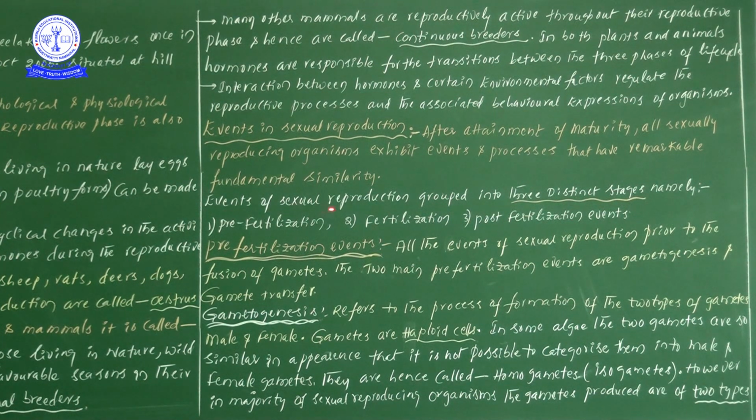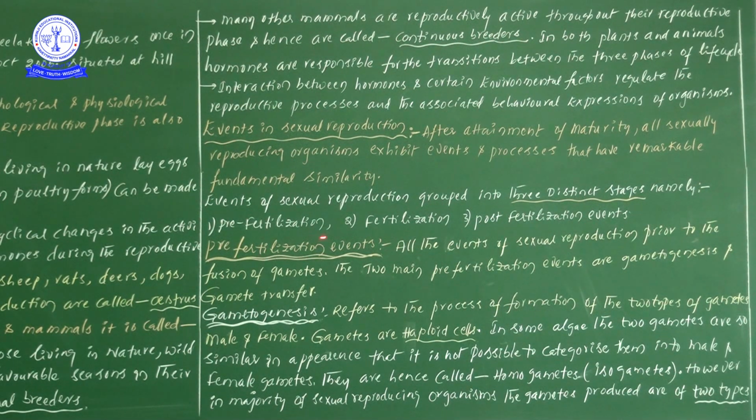The events of sexual reproduction are grouped into three distinct stages. So we can see three distinct stages of sexual reproduction events. What are those? The first one is pre-fertilization events, the second one is fertilization events, and the third one is post-fertilization events. But here, while writing the first two, pre-fertilization and post-fertilization, I didn't write events, it is not required, but for the third one we definitely have to write it down. Pre-fertilization events, second one fertilization, and third one post-fertilization events.